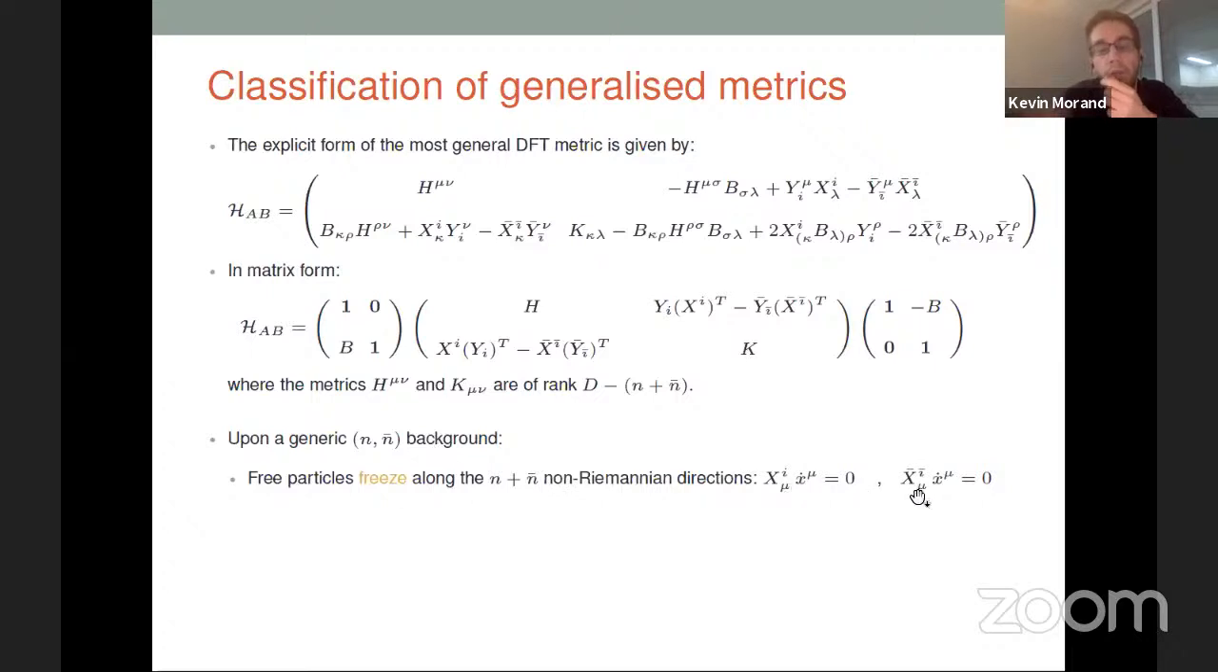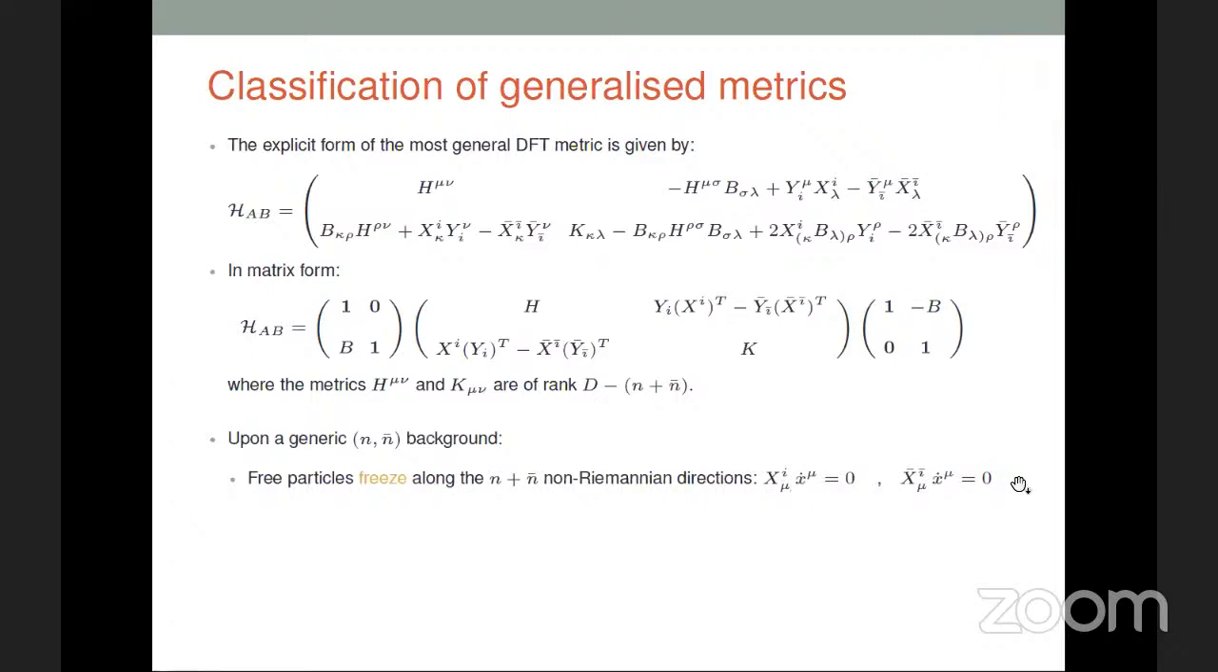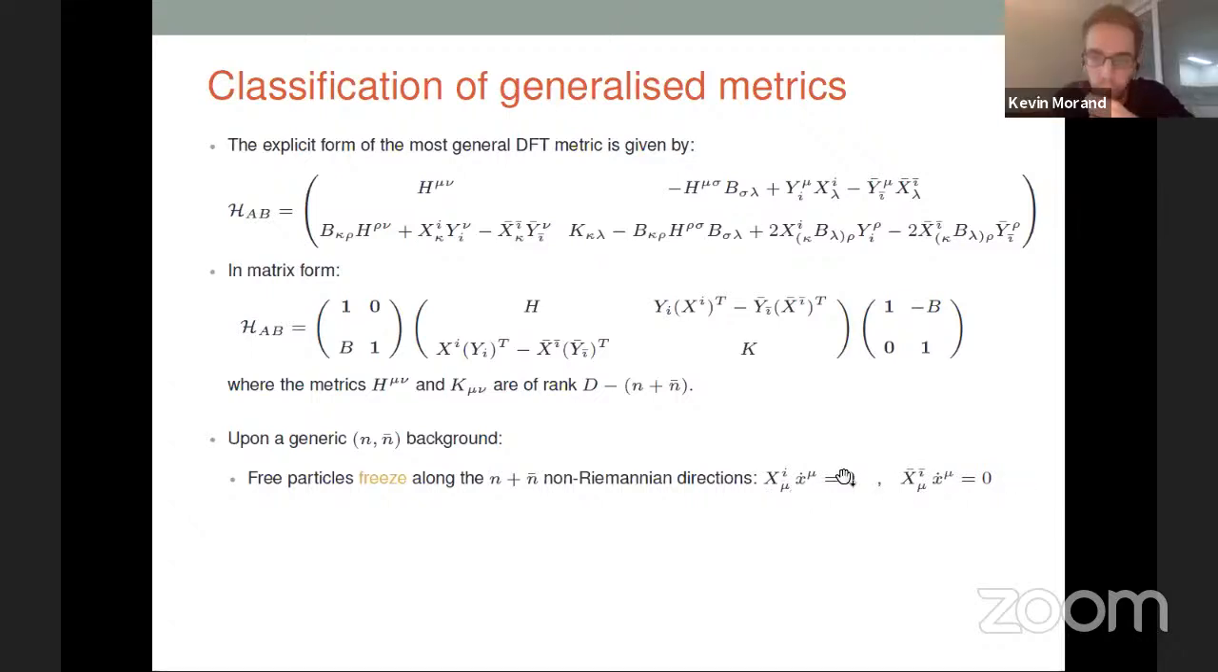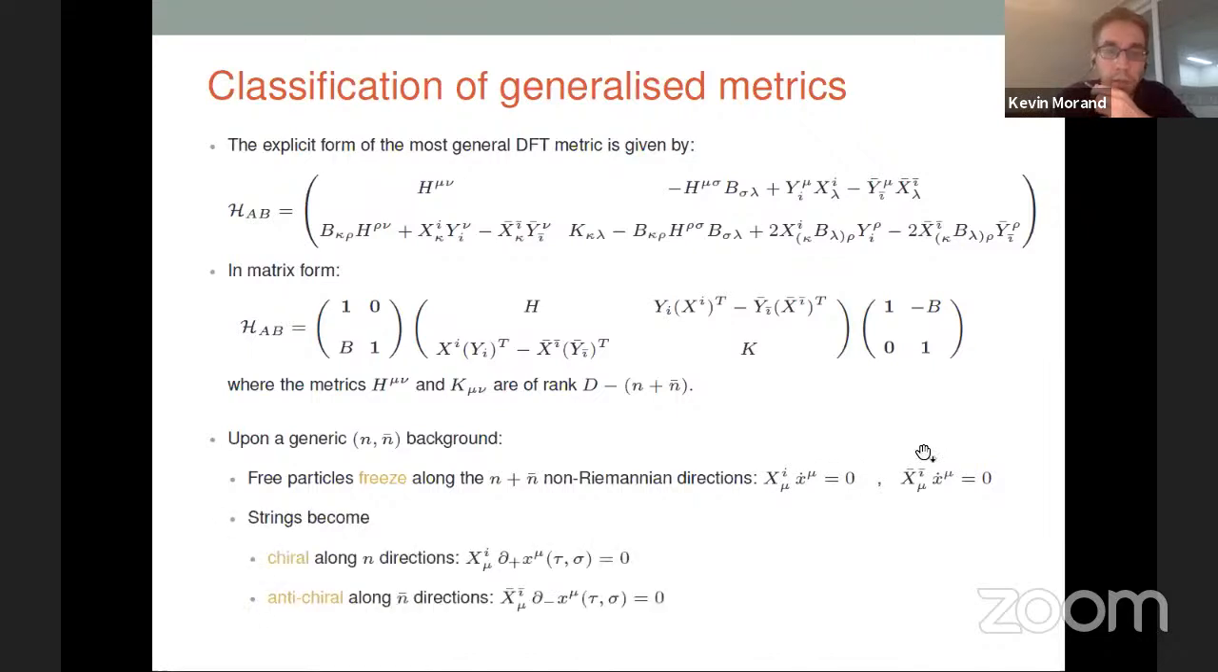So, in Newton-Cartan terms, that means that there is no time-like dynamics for the free particles. So all the motion is space-like. And similarly for strings, one can show that strings become chiral along n directions and anti-chiral along n bar directions. And as we see, this is a feature that will appear for some particular space-time structure in GR.